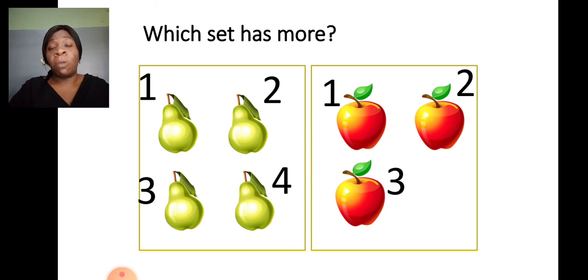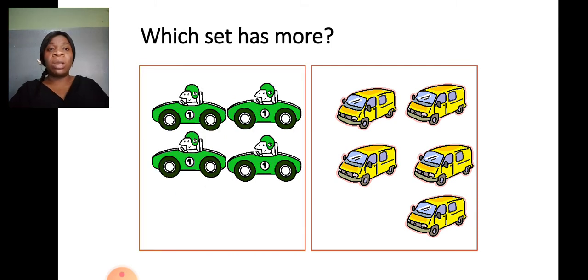Remember when we count 1, 2, 3, 4. So 4 is bigger than 3. So the pears have more. Well done. Let's look at another set. Okay, quickly count this. You can pause the video at this point and count and tell me which set has more.